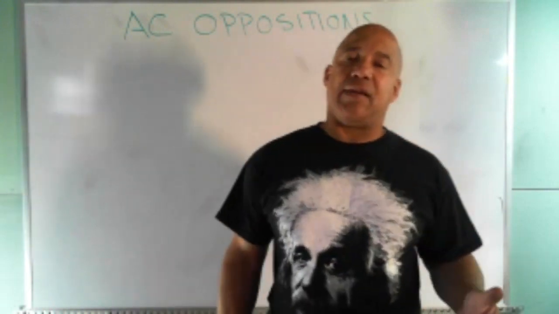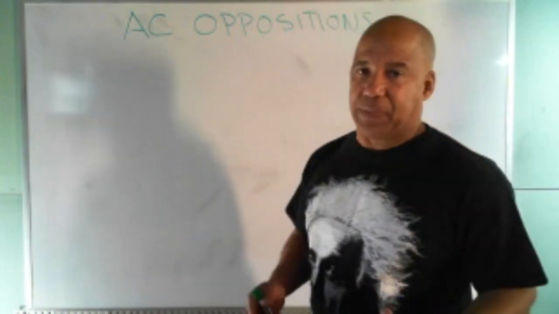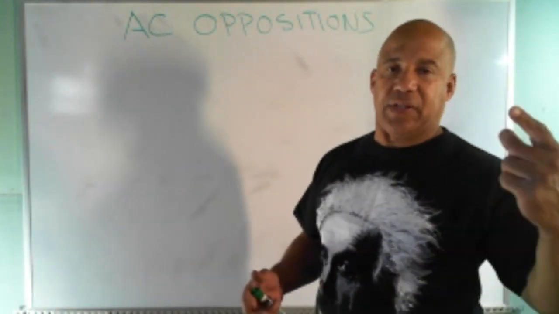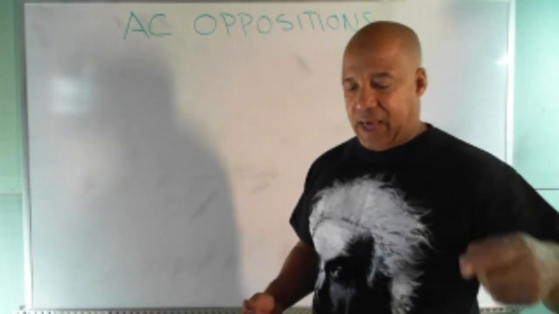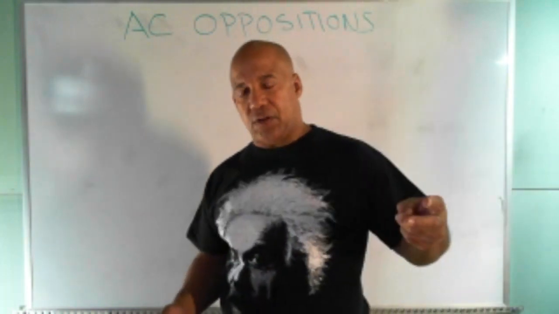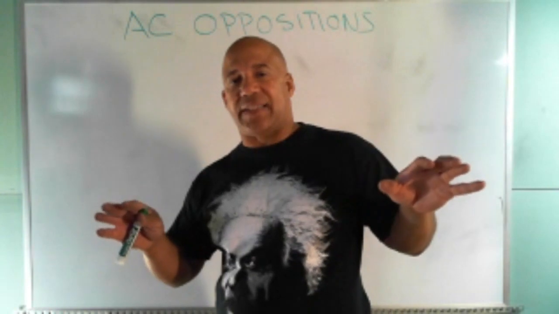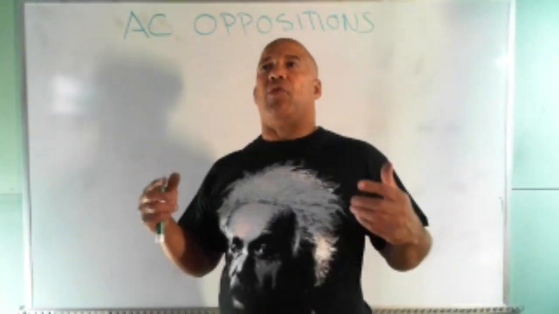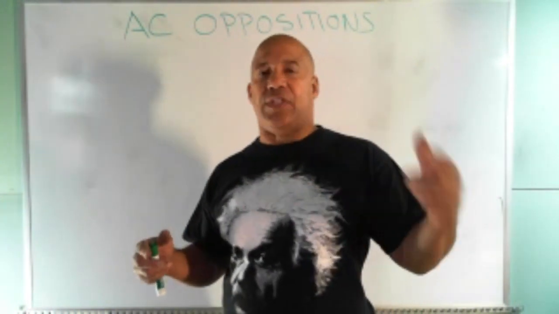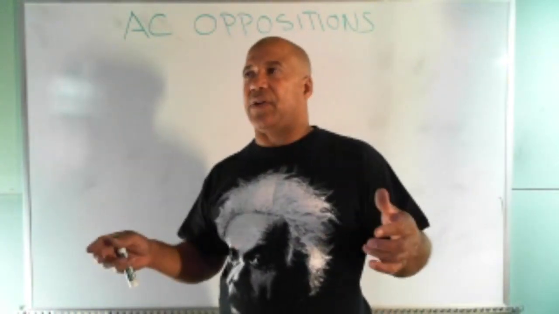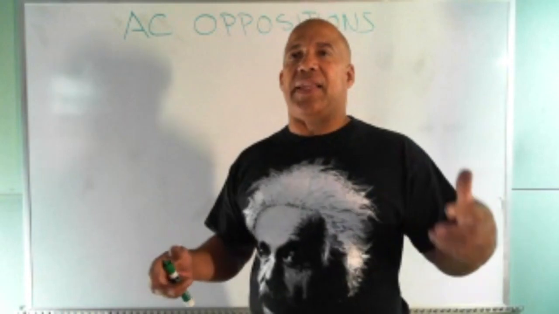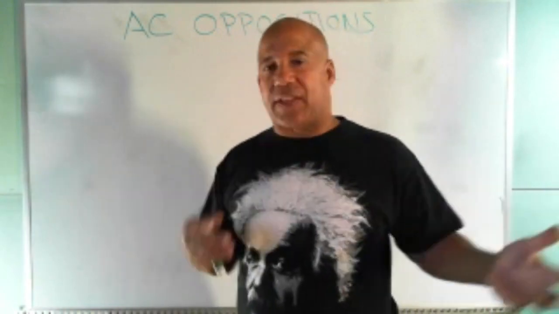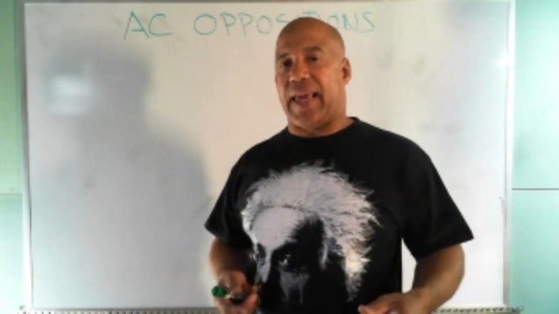In AC, we have several types of opposition depending on what kind of element we have. We have resistors, we have inductors, we have capacitors, and each of those devices can introduce opposition in a different way. And so the question is, all right, when I have like a resistor, an inductor, a capacitor, how does it affect the voltage waveform or the current waveform? How does it affect those?